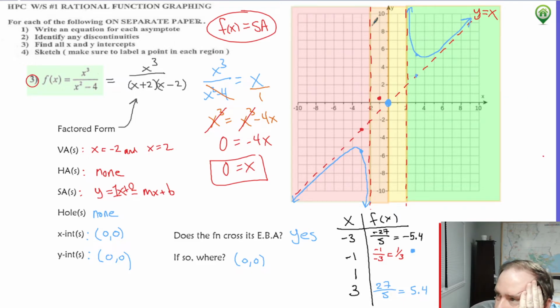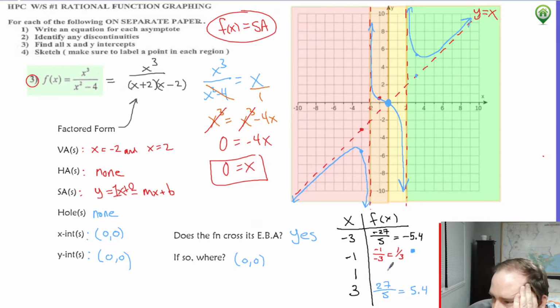And in all honesty, we shouldn't actually have to do a test point in the yellow region now, because if I'm coming down this asymptote, hitting that point, then hitting my x-intercept, I can't turn and come back up, because if I did, I'd have to cross the asymptote again, which I know I can't do. So I know that I must actually hit here and then just continue back down like that. And this will be the shape of our graph.